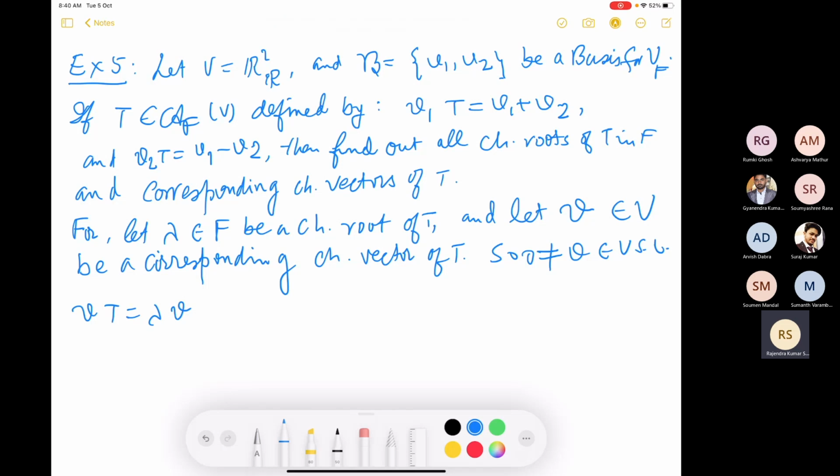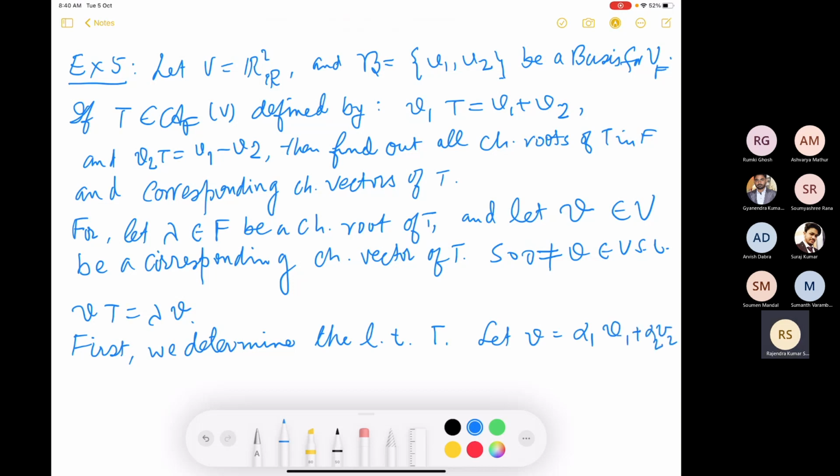Now first we can determine this linear transformation. So first we determine the linear transformation T. So let us take v to be a linear combination of the basis vectors, v = alpha 1 v1 plus alpha 2 v2, for some alpha 1, alpha 2 in F.